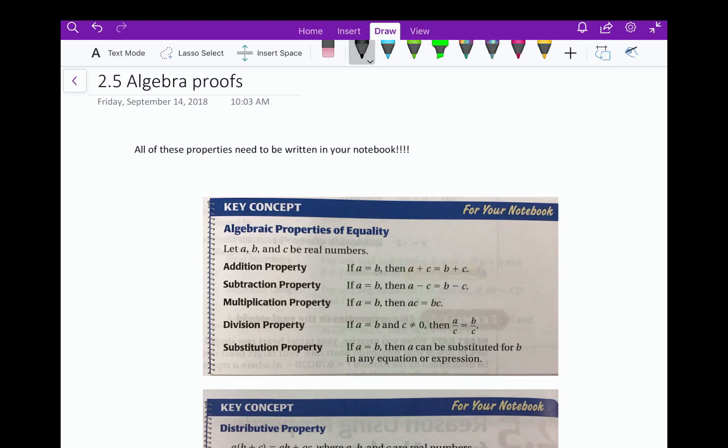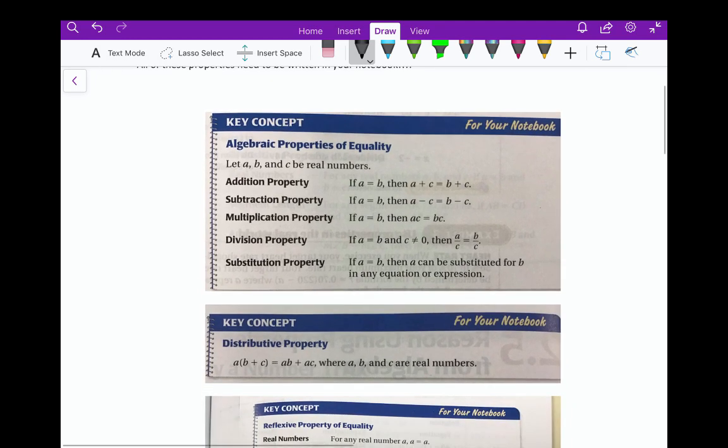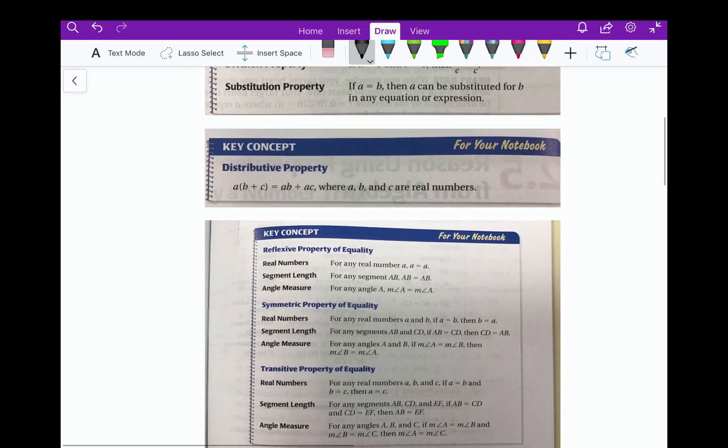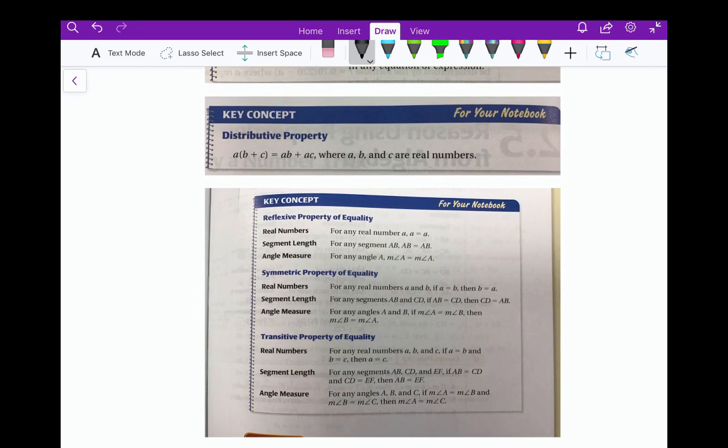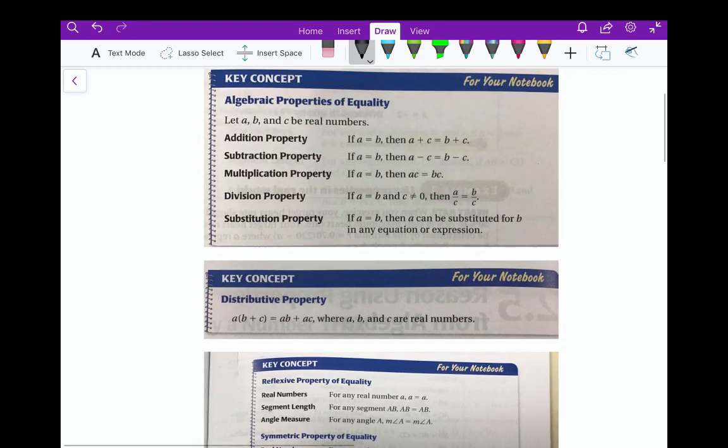This is the video for 2.5. This is going to be our first section on proofs. So we're going to start with algebraic proofs, something that you should be familiar with. So please make sure that all of these properties are in your notebook. I know it's a lot, but you really need to make sure that they're all in your notebook.